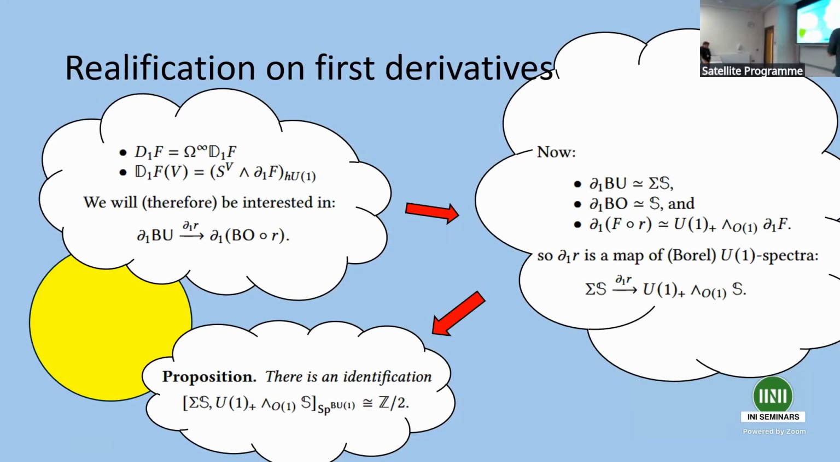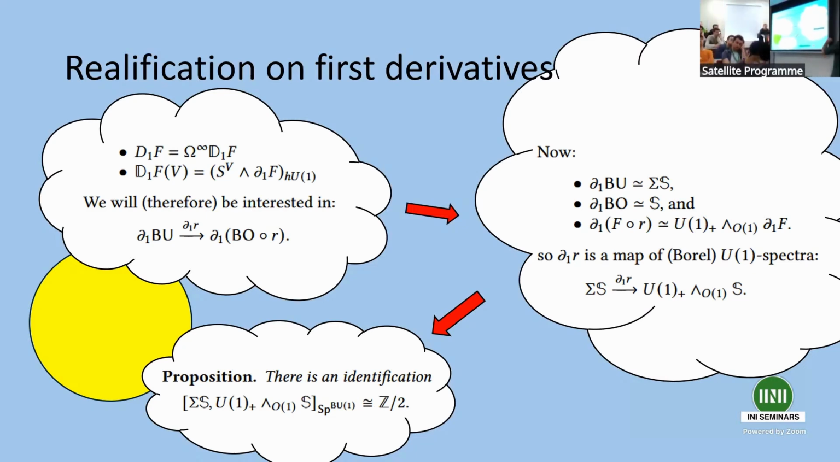So many other clever people have calculated what the first derivative spectra on the two sides are. The first derivative of DU as a spectrum is a single suspension of the sphere spectrum. And this is supposed to be a spectrum with an action of U1, so this formula makes sense. The U1 action here is trivial. And likewise, the first derivative of BO, so this line is sneakily happening in real slice calculus, is a copy of the sphere spectrum.